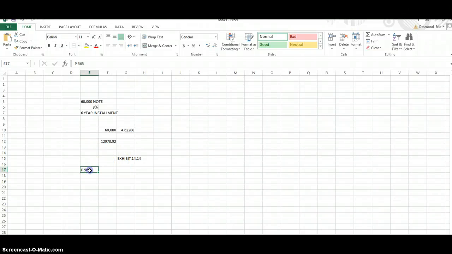I want us to take a look at page 565 of your textbook, please. 565. We're going to look at Fog Hog. Fog Hog is a company that borrows $60,000 to buy some equipment at 8% interest over a 6-year period.